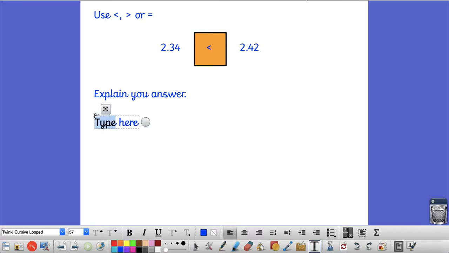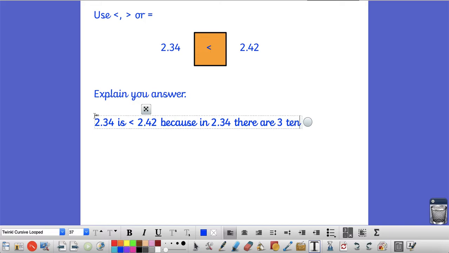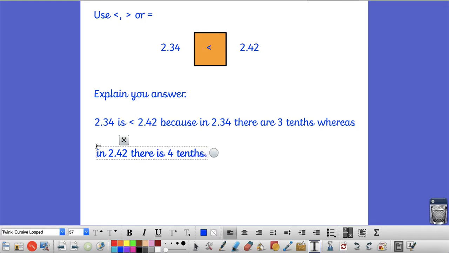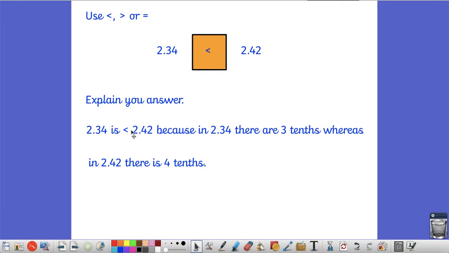Now, you will need to be able to explain this in words. So to explain it, we would need to type 2.34 is less than 2.42 because in 2.34 there are 3 tenths, whereas in 2.42 there is 4 tenths. Okay, so now we've compared those 2 numbers.